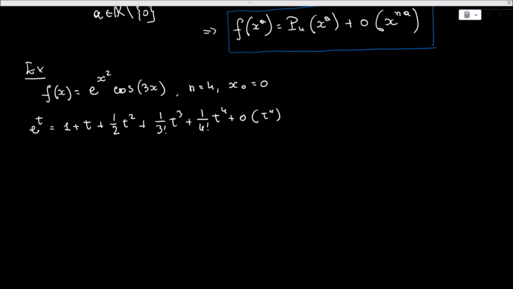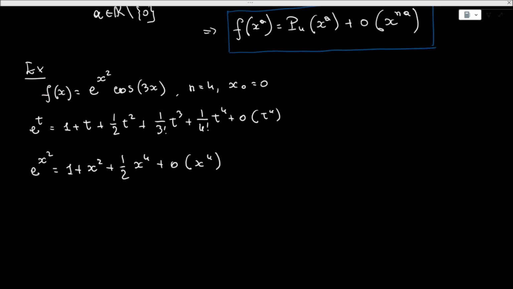Let's see what happens if we replace t with x squared now. This is just, you see, the composition 2 that we are using. So we can rewrite e to the x squared, we just need to replace t with x squared, and we get 1 plus x squared plus 1/2 x to the fourth. We realize that this is the place to stop, because every other term will have a power of x which is larger than 4. So we can just write little o of x to the 4.